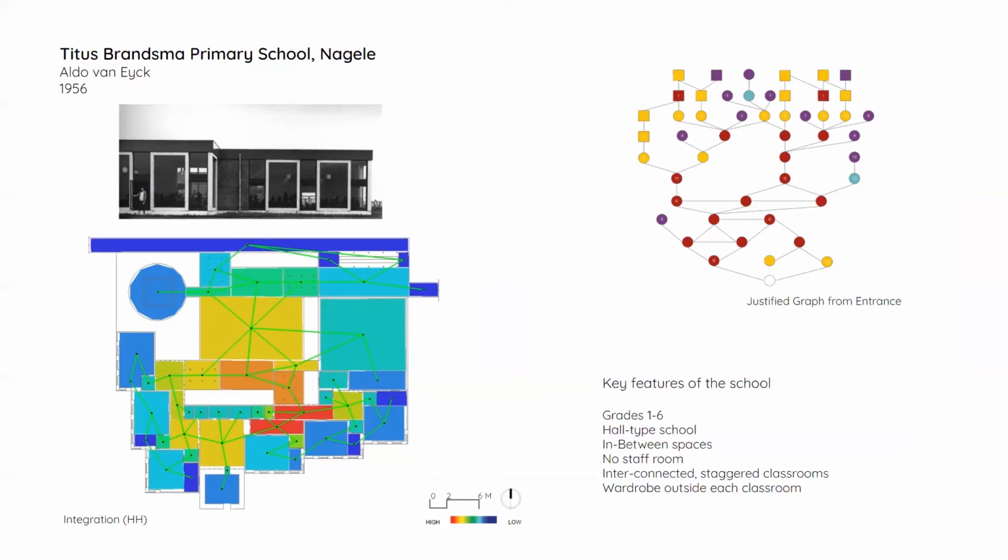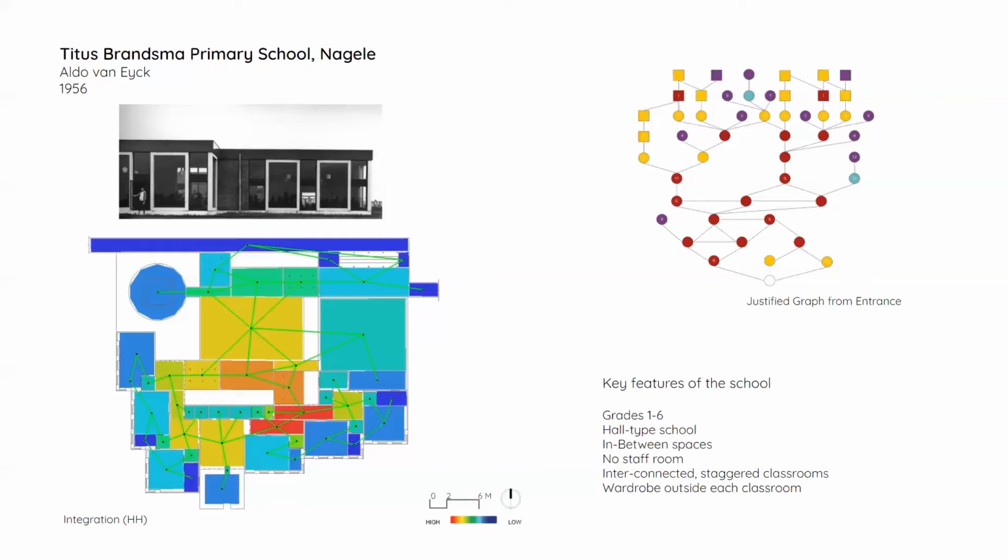The corridors are the most integrated spaces in the school, which reflects upon the emphasis that the architect put on creating important in-between spaces. Each classroom, despite being on one or two loops and just two steps away from the most integrated space, has a relatively low and homogeneous value of integration. This can be attributed to the wardrobe space, which acts as a buffer between the classroom and the corridor.